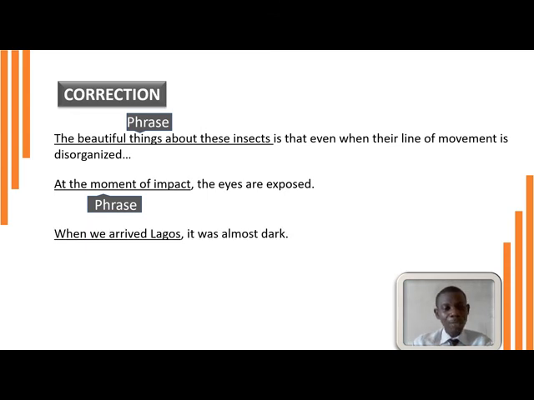So the last one I have here. When we arrived Lagos, it was almost dark. Okay, what do we have? We have we. We have arrived. That's a verb, and that's a subject. That makes it a clause.